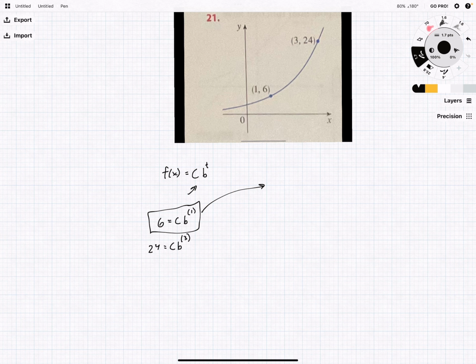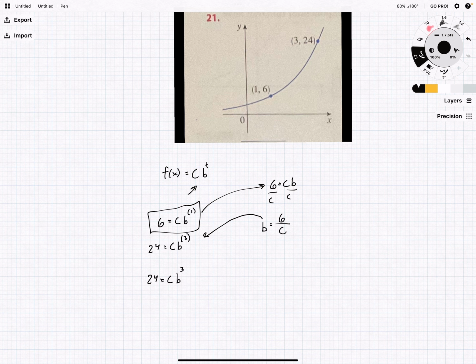What we're going to do is we'll simplify it a little bit. So 6 equals c times, well, b to the first is just b, so that's nice and straightforward. And you could do this in either order, but for me, I just want to solve for b first. So we divide everything by c, and we get b equals 6 over c. Excellent.